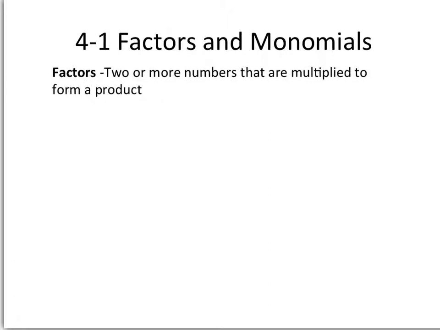First one is factors. The definition is two or more numbers that are multiplied to form a product. In translating, we've been using product as one of our words, but now we're going to use product as the end result. So basically, 2 times 2 are factors of 4. So it is these two numbers that are considered the factors.